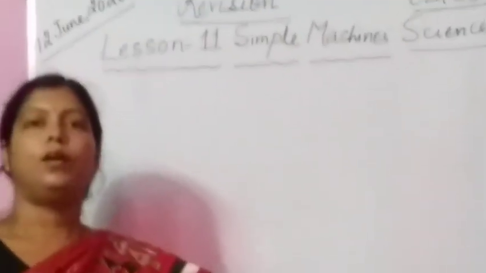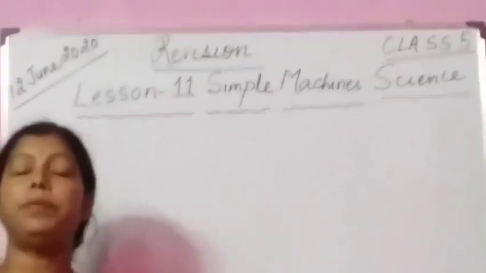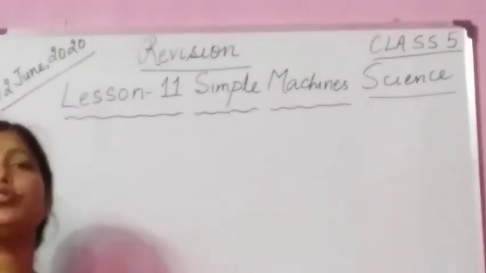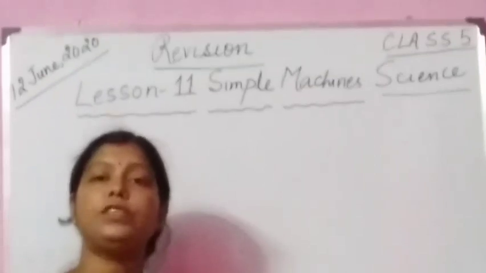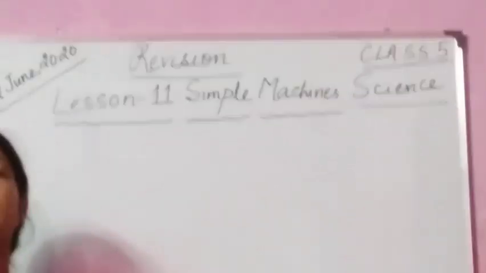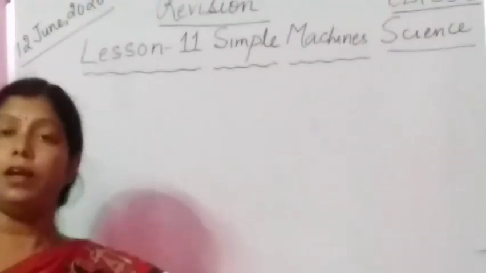Today we are going to revise simple machines, that is lesson 11, simple machines. Now first of all you should know what is a machine. A machine is a device or tool which helps us to do our work easily by reducing the time and the amount of force. By now you know what is a machine.